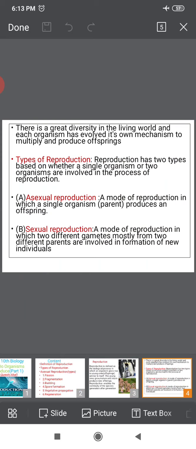Based on whether a single organism or two organisms are involved in the process of reproduction, reproduction is of two types. Number one, asexual reproduction. It's a mode of reproduction in which a single organism, that's the parent, produces an offspring. Number two, sexual reproduction. It's a mode of reproduction in which two different gametes, mostly from two different parents, are involved in the formation of new individuals.